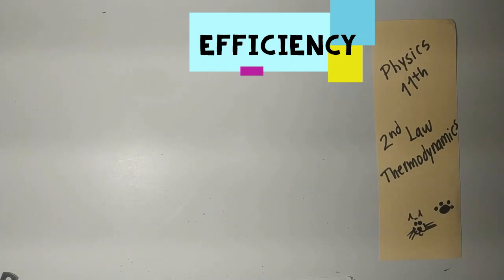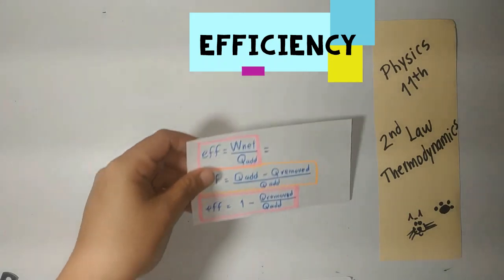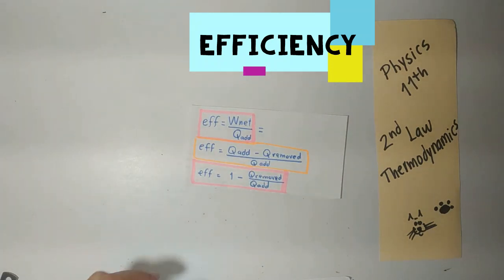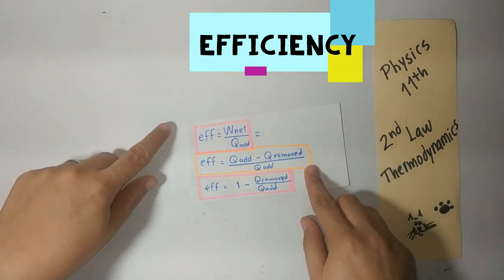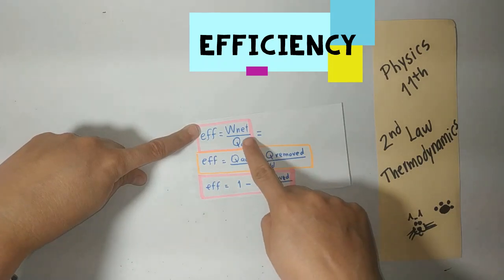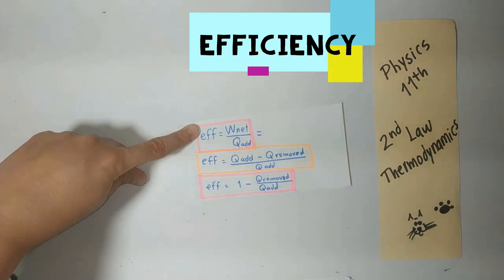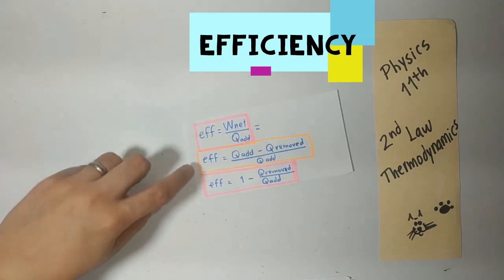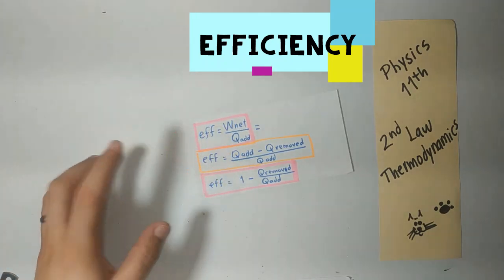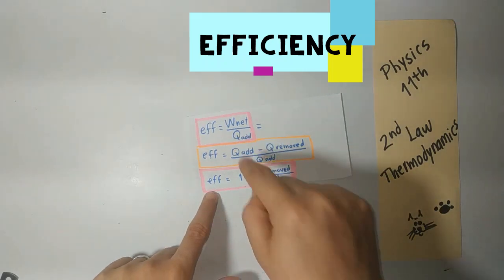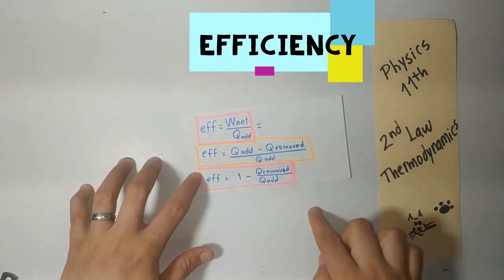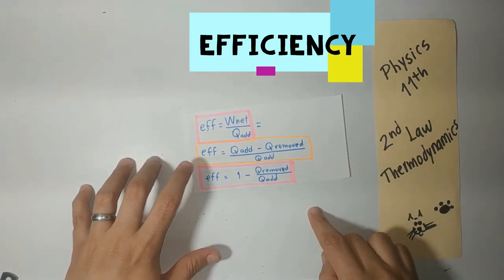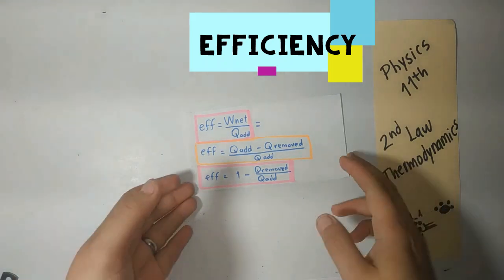Now, this is the equation that we're going to be using. Efficiency will be equal to the net work of the system divided by the heat added in the system. These other two equations are derived from the main equation. So, which one are you going to use? That will depend on your givens.